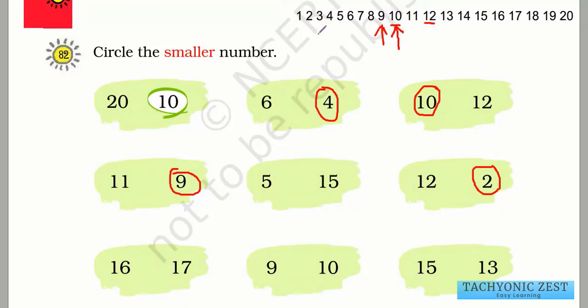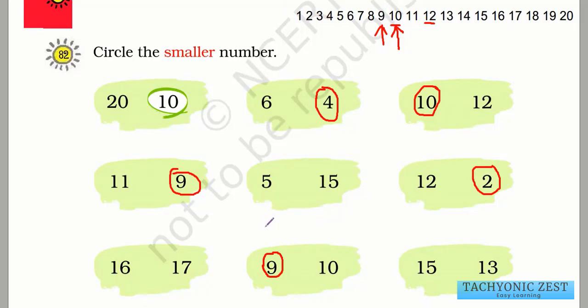Let us count and cross check it once. So let us count 1 2 3 4 5 6 7 8 9 10. So which came first? 9. The number that came first, or the number that came before, that is the answer. So 9 came before 10, so 9 is the answer. So 9 is the smaller number.